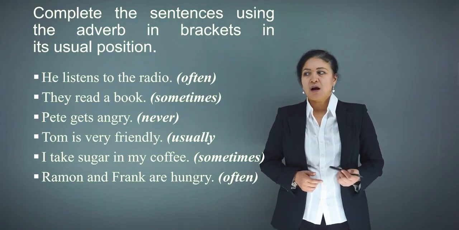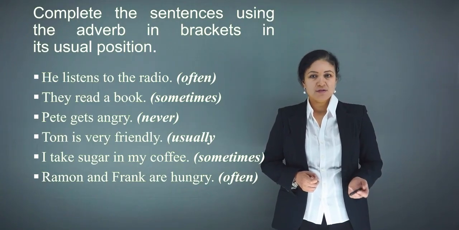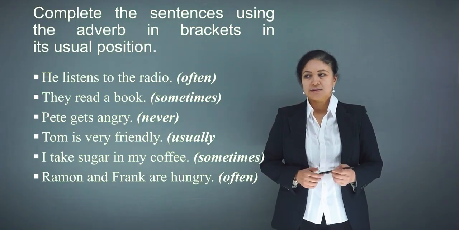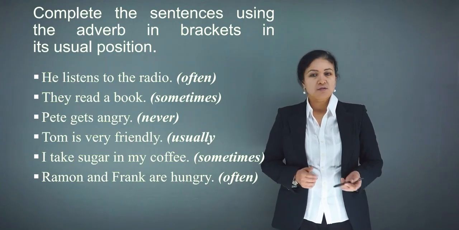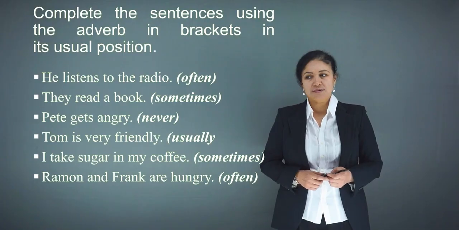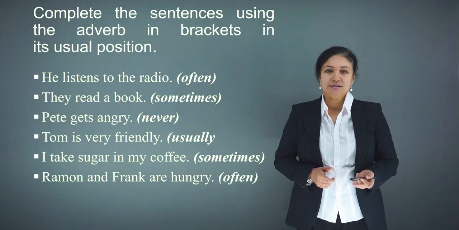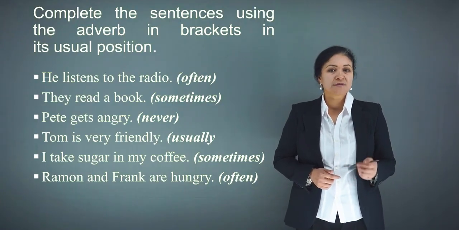Next. I sometimes take sugar in my coffee. So between subject and verb, we use sometimes. The last one. Raymond and Frank are often hungry. So there is a verb to be, and after that we use often. So in this way we use the adverbs of frequency in the sentences. Before the main verb, or if there is a verb to be, after the verb to be.